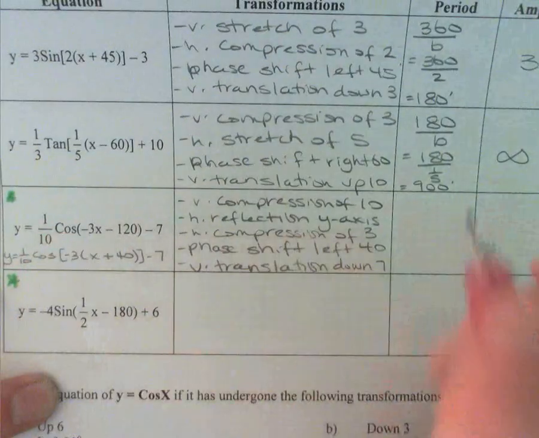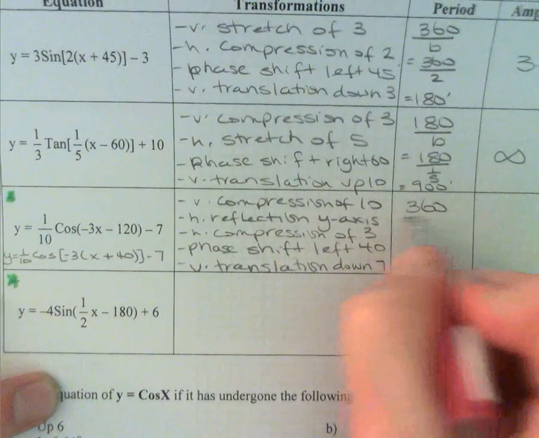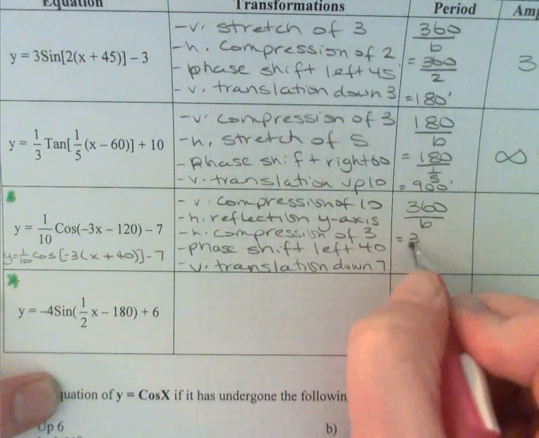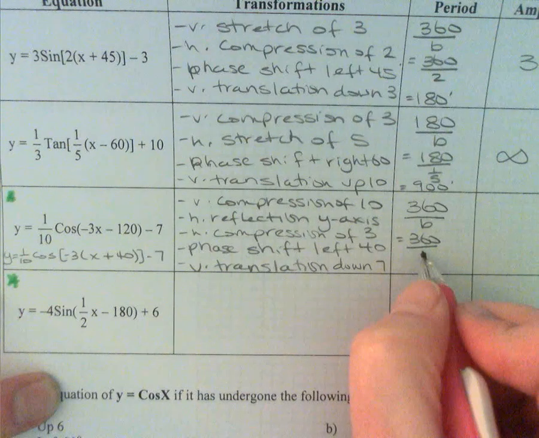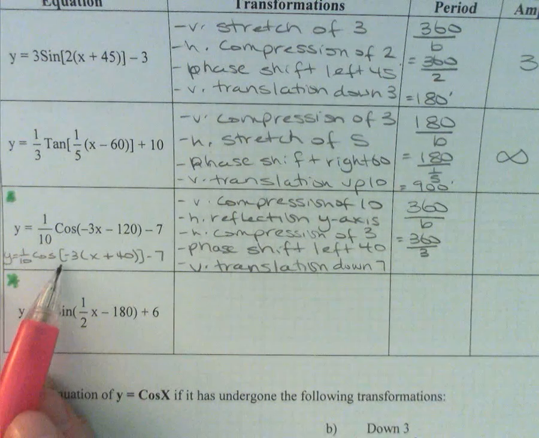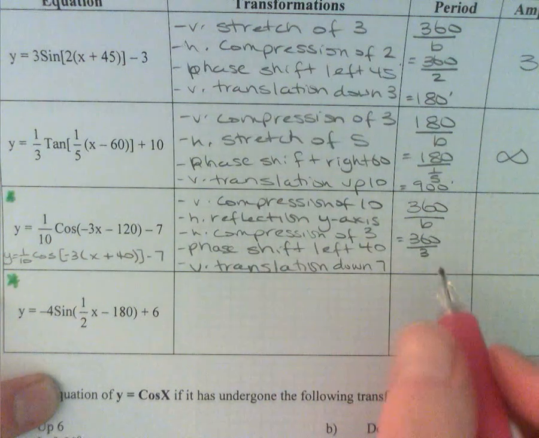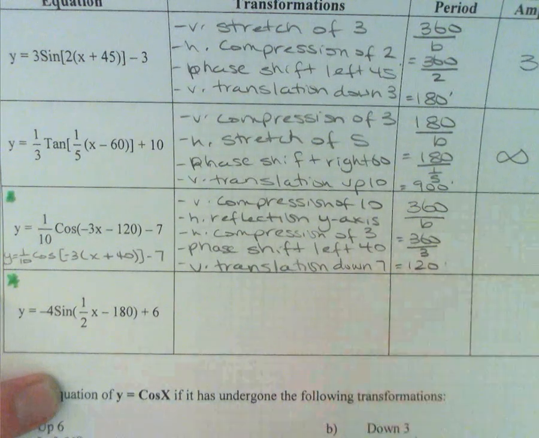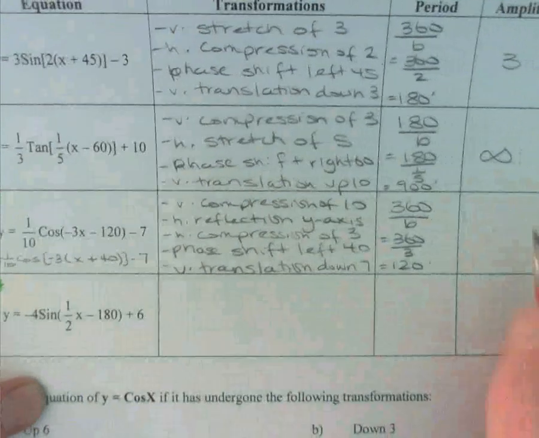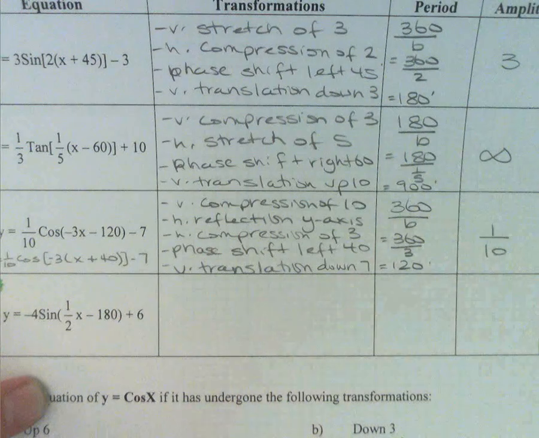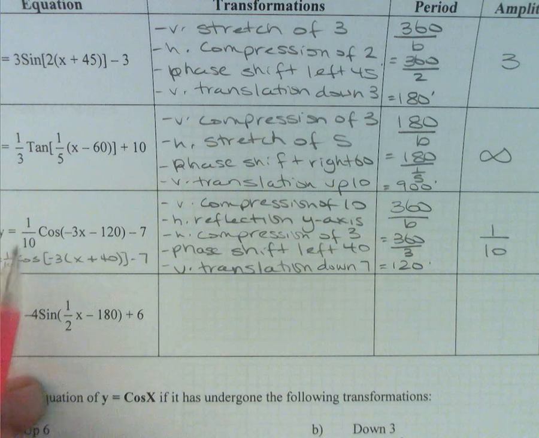It's a cosine graph, so I would do 360 divided by b, or 360 divided by 3. While it's got a negative, it's important that the period is also a positive number, so we do not include the negative. Really, we're using the absolute value of that. So that means that it takes 120 degrees to do one cycle. And the amplitude is 1/10 because it's a cosine graph and not a tan graph. So I get the actual amplitude from here.